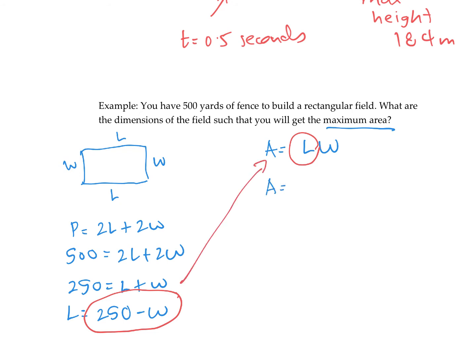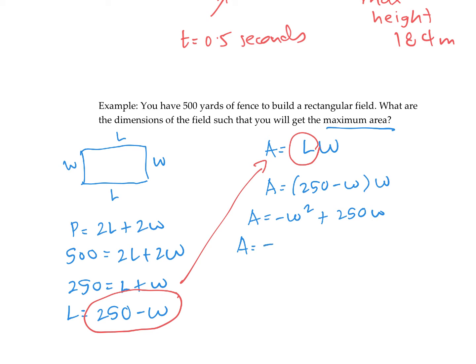Because I can't solve area with 2 variables, I have to have 1 variable. So I'm going to replace L with 250 minus W. And then we'll expand, and we have a quadratic function. Once we have that, we can complete the square to find the maximum.